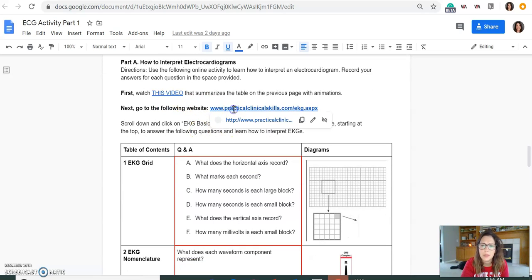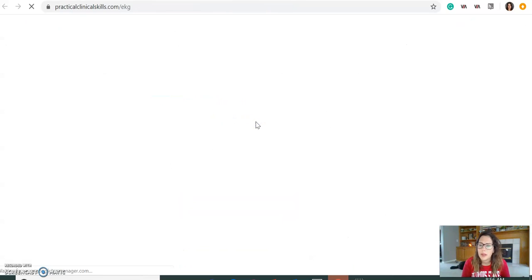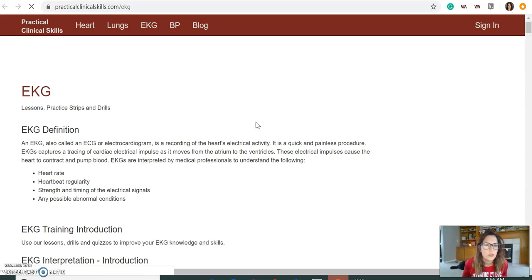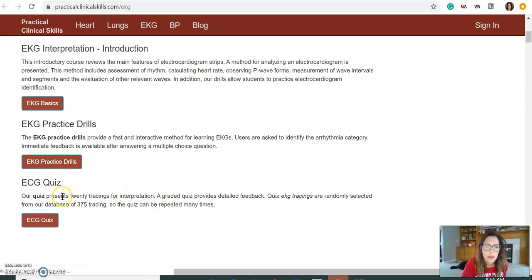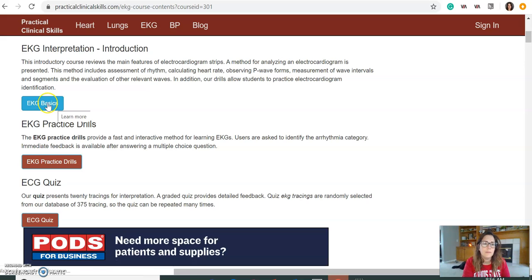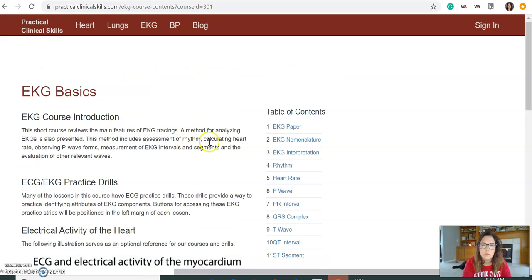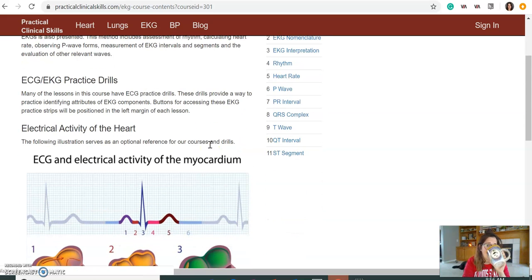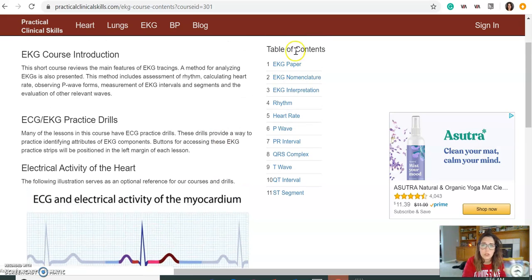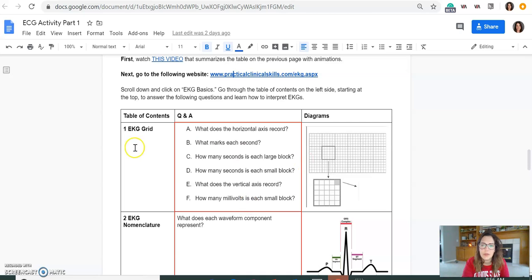And you're going to go to this website. So this is a practical website. I think it's from a nursing program. It goes through the different components of the EKG reading. So you're going to click on the basics. And then there are 11 parts to this. It goes pretty fast. So you're going to click on each one of these parts. And then that correlates to a different box here.